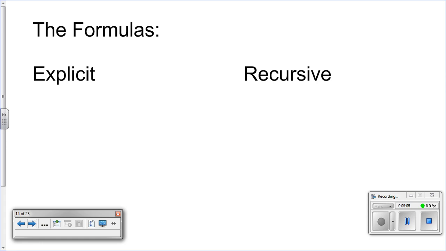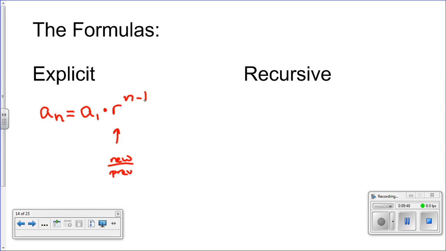Okay, so let's talk about the formulas. If you remember these, there's 2 formulas. There's one that's called explicit, and that's a great formula because that's the one that you can use to find any term. So you could use it to find the first term, the second term, the third term. You could use it to find the 100th term. So in this one, it's going to be a sub n is equal to, you're going to do your first term, and you're going to multiply it by that ratio. That ratio, remember, to get that, we're going to do new over a previous output. But your power is going to be n minus 1. So that's your explicit formula.